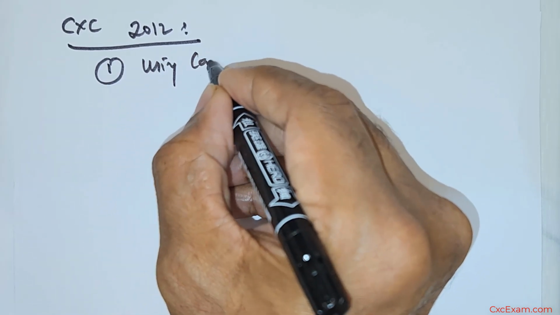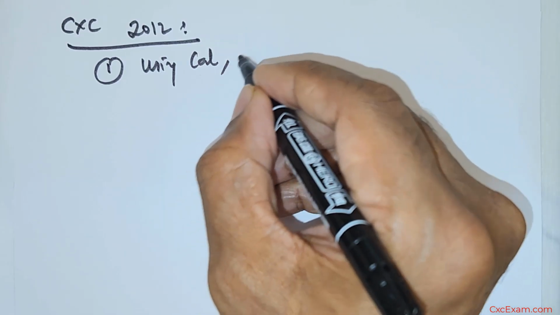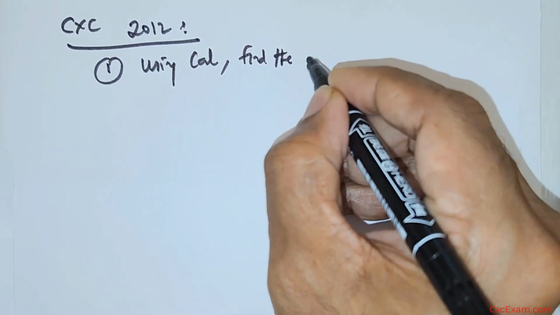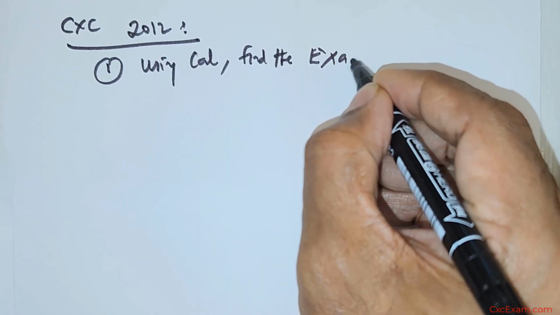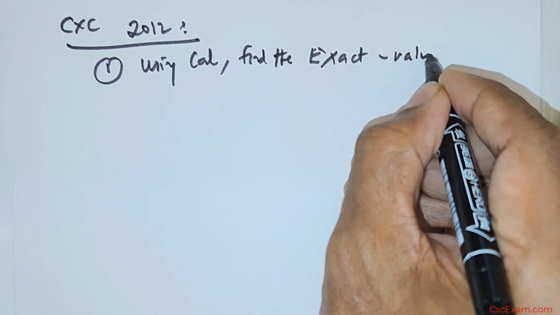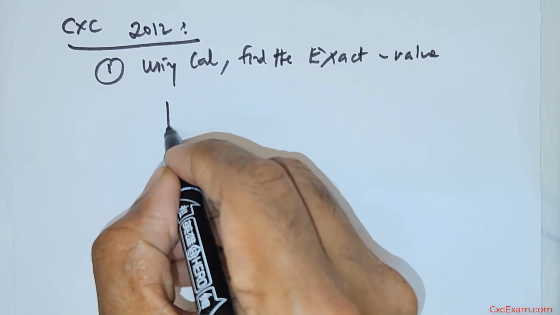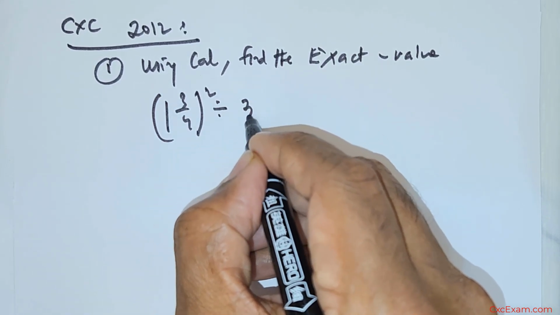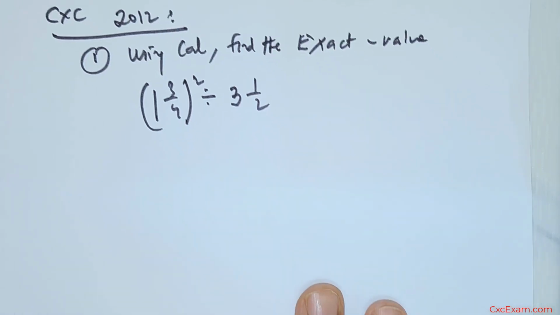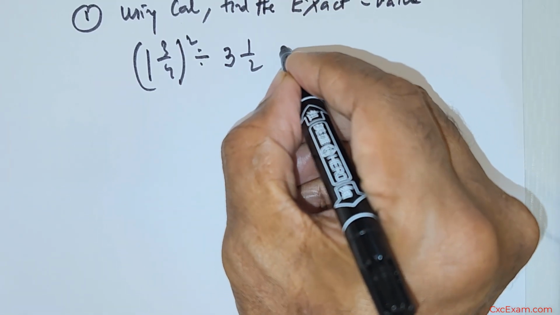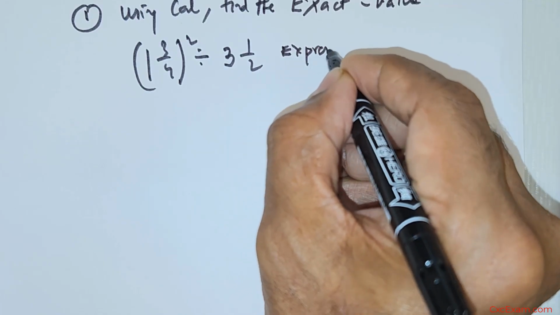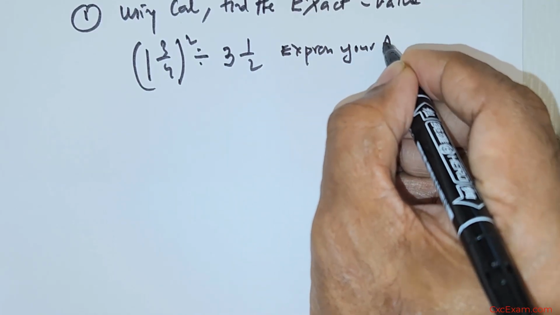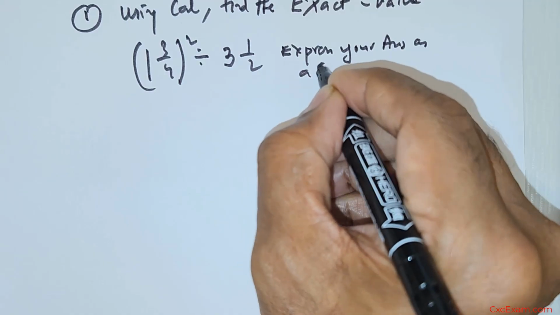Now you've got the first question. Using calculators or otherwise, find the exact value of (1 3/4) raised to the power of 2 divided by 3 1/2. You have to express your answer as a fraction.